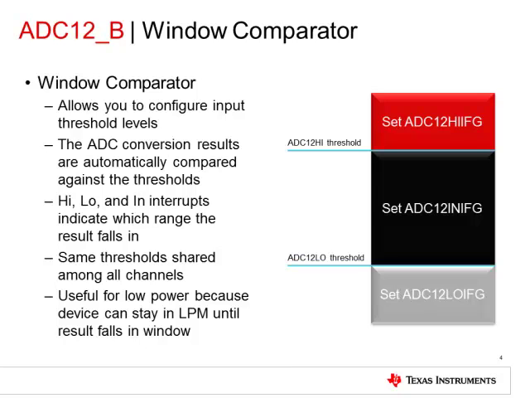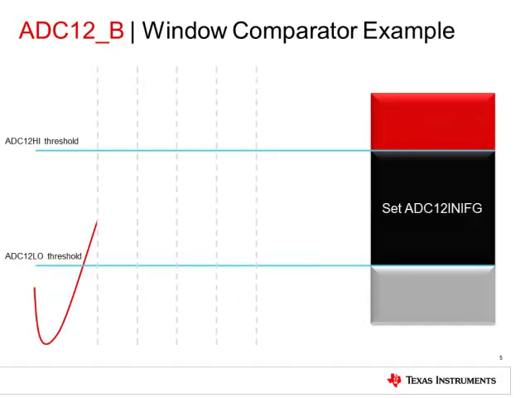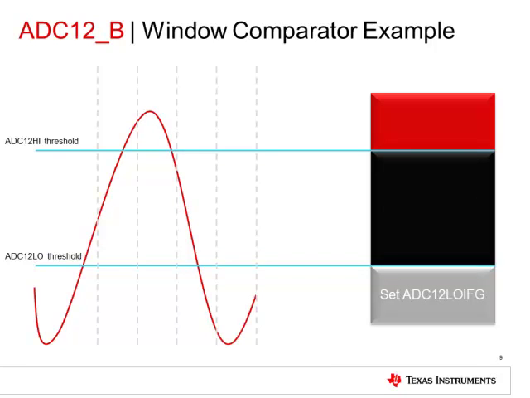Now, let's look at an example of when the window comparator flags are fired. Consider the input signal shown on this slide. You can see how the ADC window comparator flags are set in conjunction with the signal passing the threshold levels.